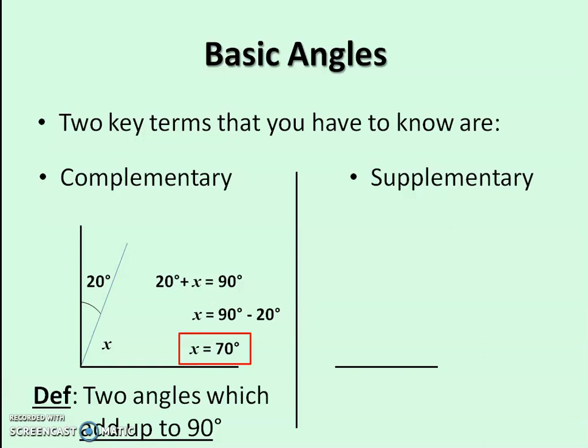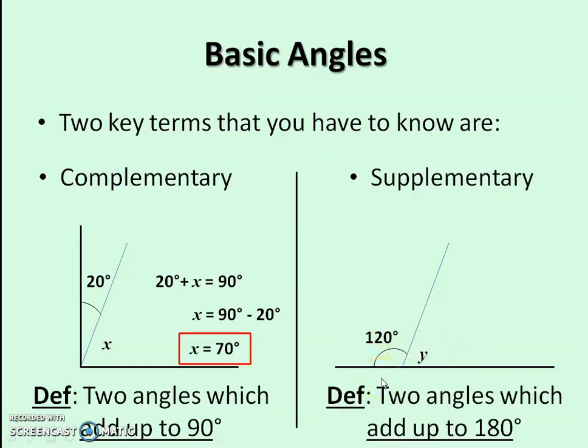And the word supplementary refers to two angles that add up to 180 degrees. And a straight line is a situation where the angles that form a straight line are supplementary. They add up to 180. So again, you could find the missing angle by doing 180 minus the angle that's given. That will tell you the angle that's missing.